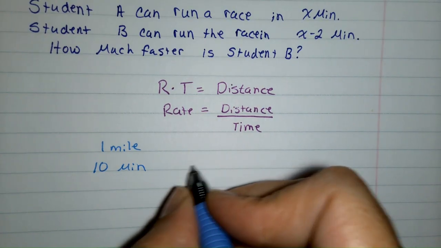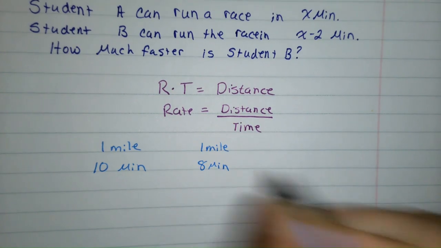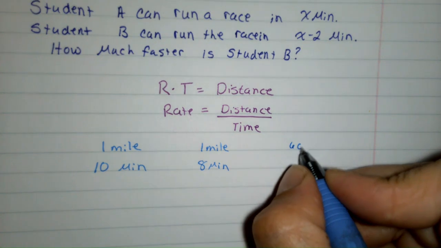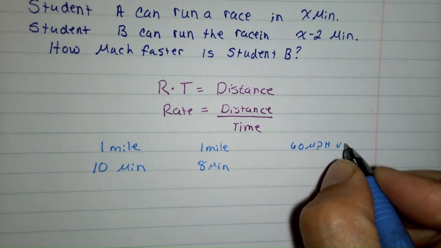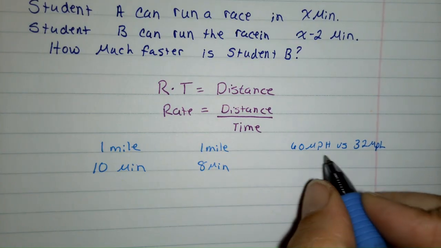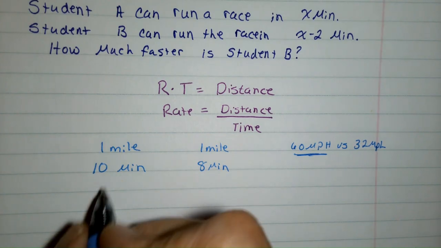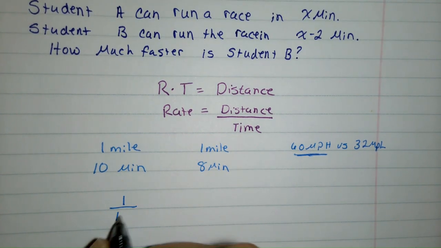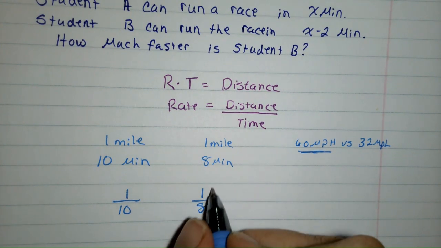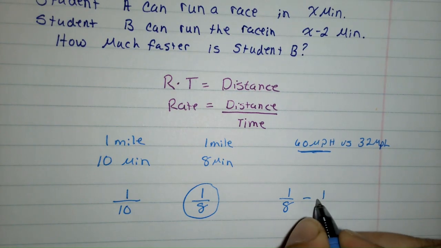So that means student B would have done the 1 mile in 8 minutes, right? Well, faster is comparing like 60 miles per hour versus 32 miles per hour, right? Here, this is 28 miles per hour faster. So we're comparing rates. So here we'd have to do distance divided by time, and here we'd have to do distance divided by time. And obviously this is the faster person, so we would do the fast person minus the slow person.